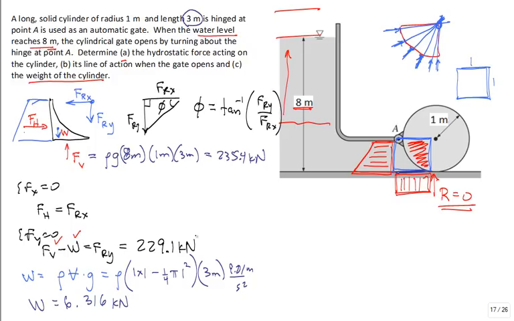Okay? Now, this one's the hard one, F of Rx. How do I calculate F of Rx? Or, I'm sorry, F of H. F of H, we calculate that. It's going to be, get the centroid of this area right here. What is the centroid of that area?